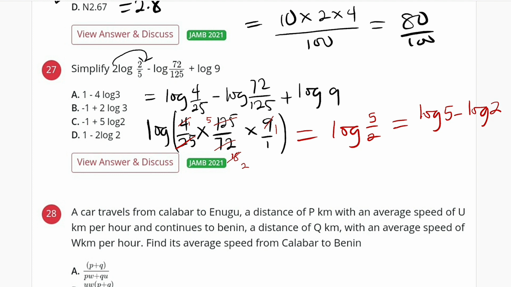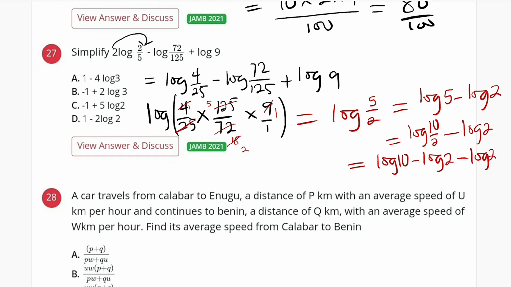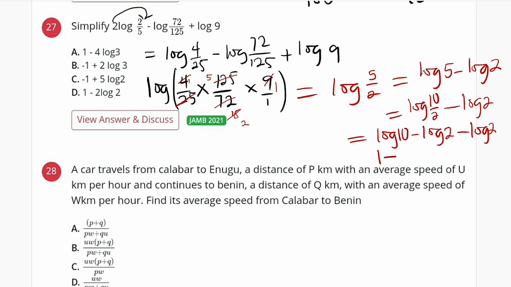But there's a logic. We can write this log 5 as log 10 divided by 2. So this is log 10 divided by 2, because 10 divided by 2 is the same thing as 5. So we have minus log of 2. And this can also be written as log 10 minus log 2, then minus log 2. Log 10 is the same thing as 1. So we have 1 here, minus log 2 minus log 2 is minus 2 log 2. And 1 minus 2 log 2 is option D. So we have it as option D.